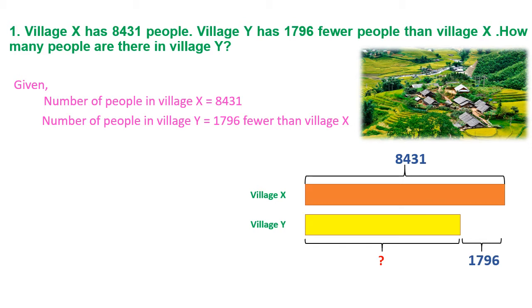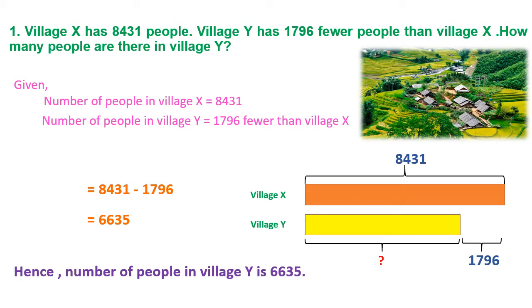And how we will be finding it out? We'll have to just subtract them. So we will be subtracting 8,431 minus 1,796, and the answer is 6,635. Hence, number of people in village Y is equal to 6,635.